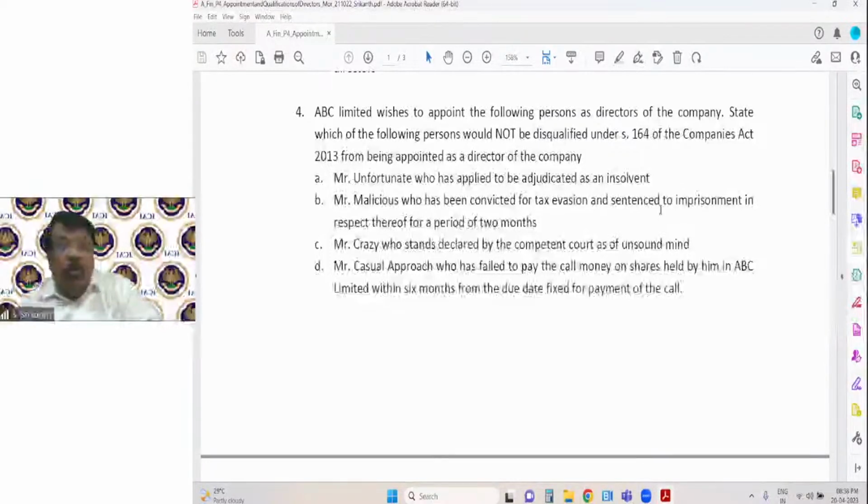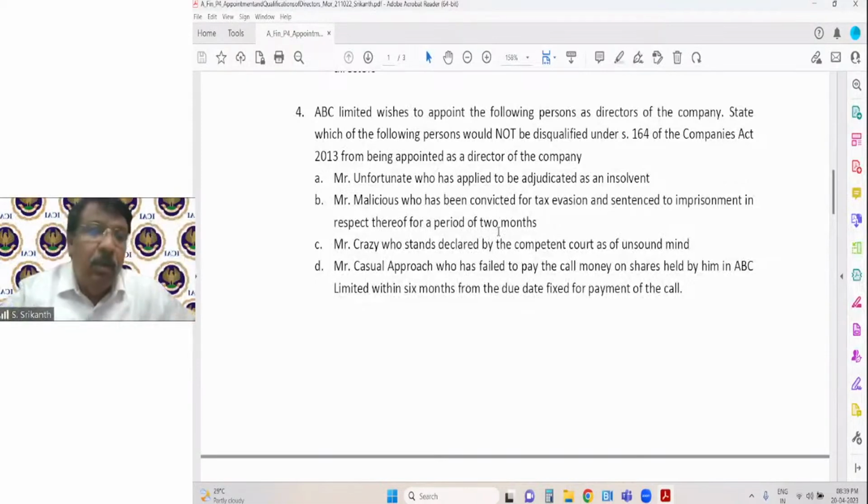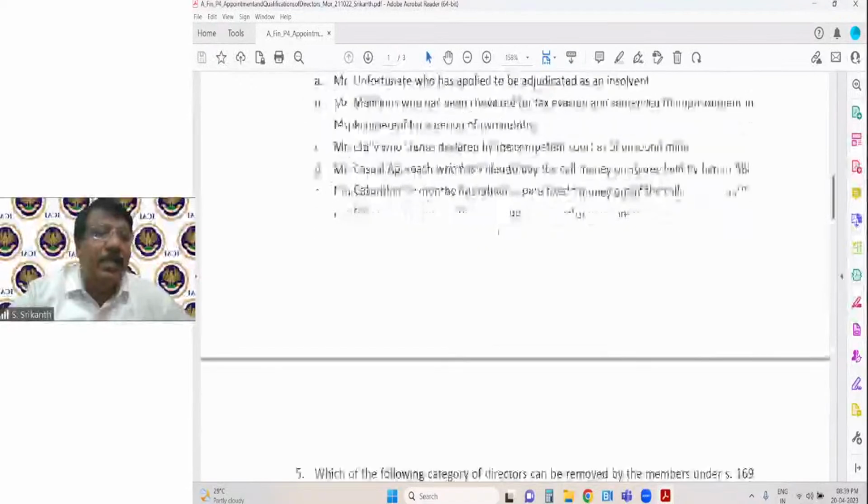Please note that the clue here, the real challenge, is 2 months, whereas if you go to the section, you will see 6 months. Okay. 4B is the correct answer.